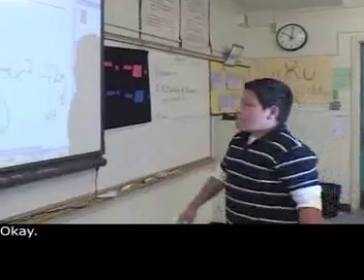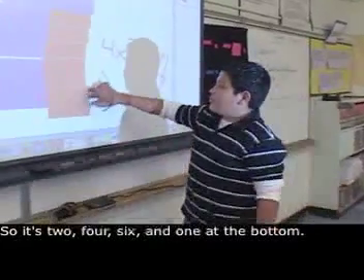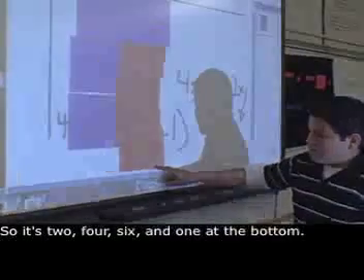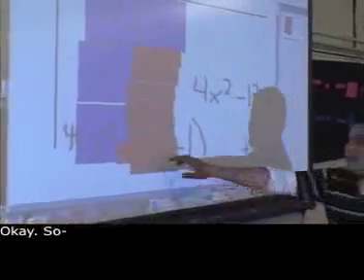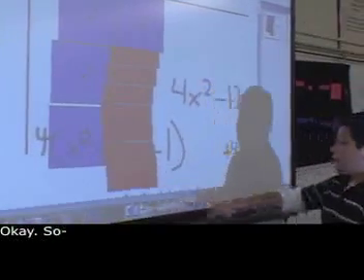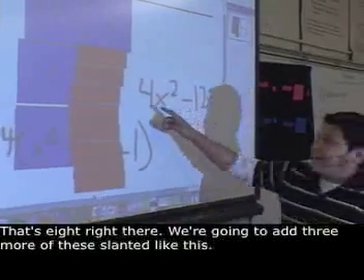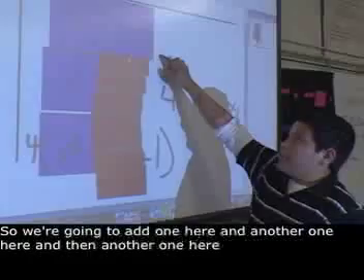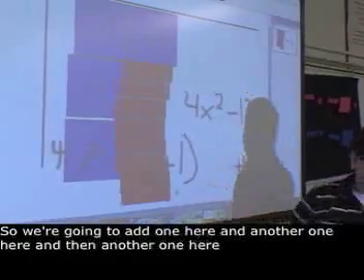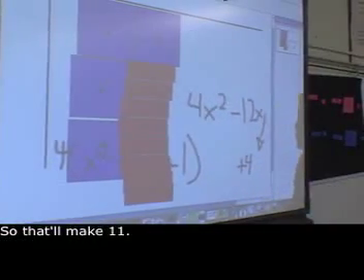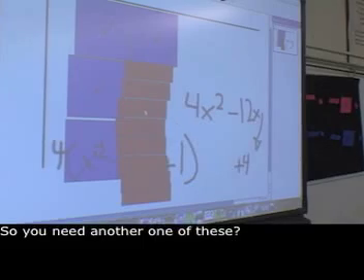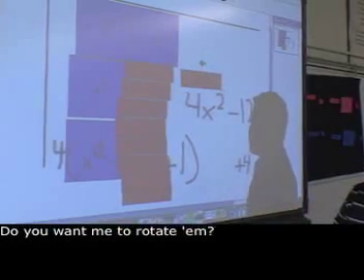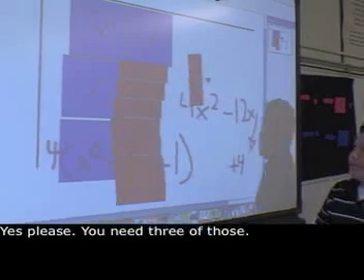Okay. So it's 2, 4, 6, 1 more at the bottom. Okay. So that's 8 right there. We're gonna add 3 or more of these, slant it like this. So we're gonna add 1 here, and then another one here, and then another one here. So that'll make 11. So you need another one of this? Yes, but we need them sideways. You want to rotate them? Yes, please. We need 3 of those.